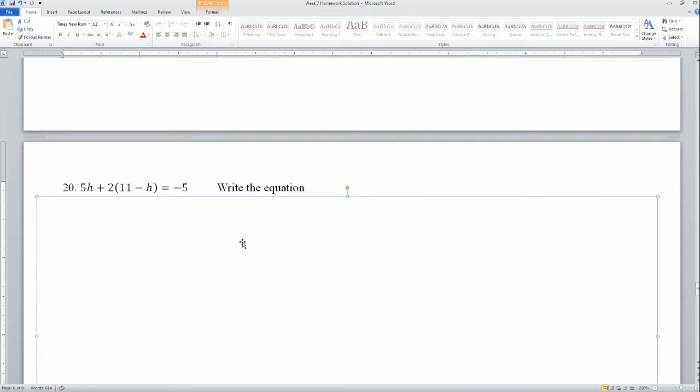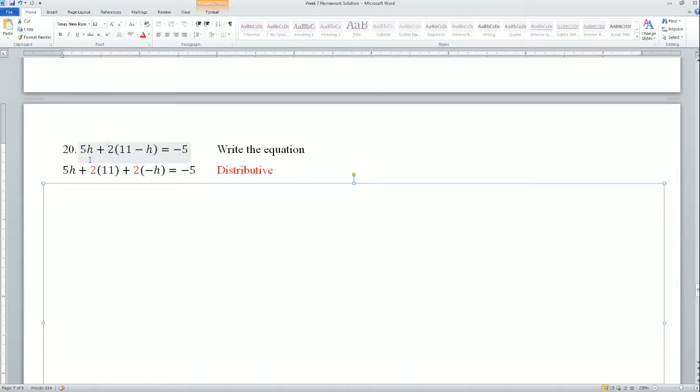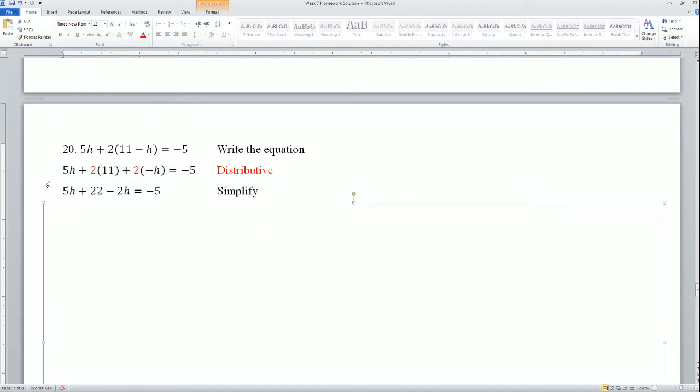We have 20 now. 5h plus 2 parentheses 11 minus h is equal to negative 5. Trying to get rid of that parentheses first, so you're going to distribute 2 times 11 and 2 times negative h. You simplify. 2 times 11 is 22, and 2 times negative h is negative 2h.